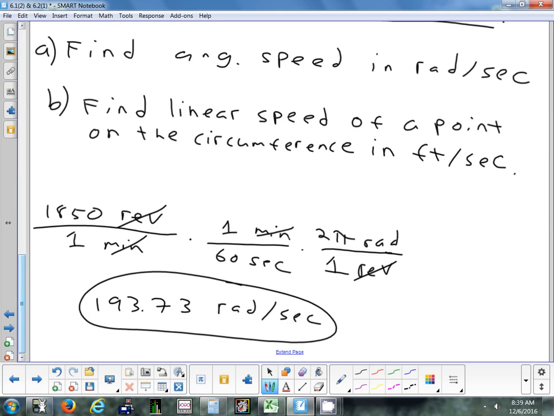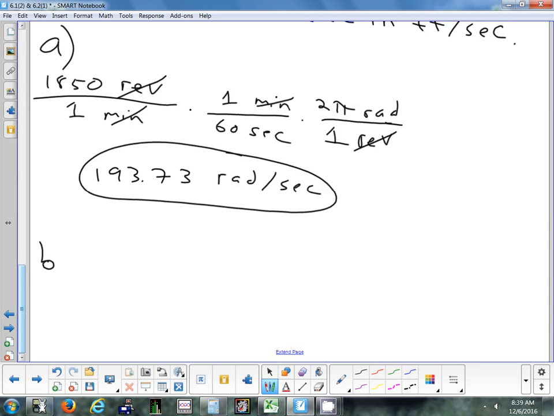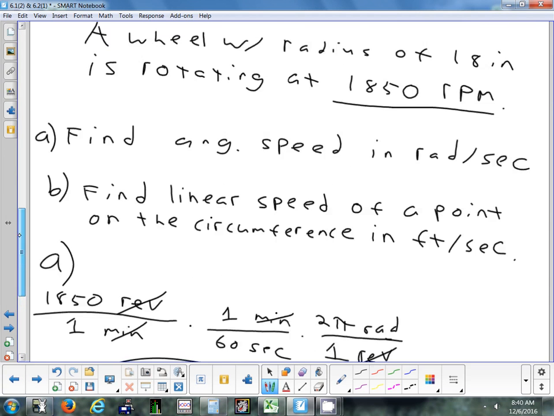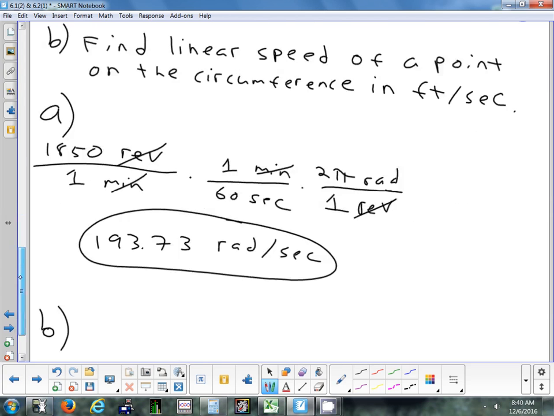So to figure that out, it's actually helpful to go back to what they gave us. Part A doesn't help us to do part B at all. So let's look at part B. So we're traveling at 1850 RPMs, and they want to know what that would be in feet per second.